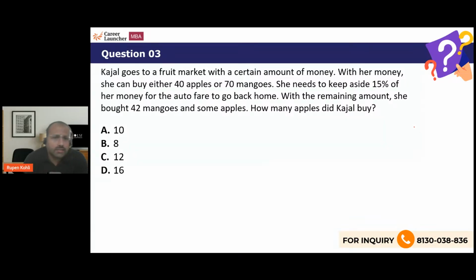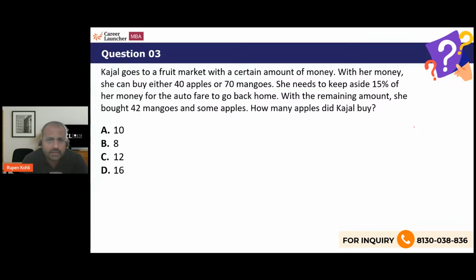Let's see. Kajal goes to a fruit market with a certain amount of money. With her money, she can buy either 40 apples or 70 mangoes. She needs to keep aside 15% of her money for the auto fare to go back home. With the remaining amount, she bought 42 mangoes and some apples. How many apples did Kajal buy?